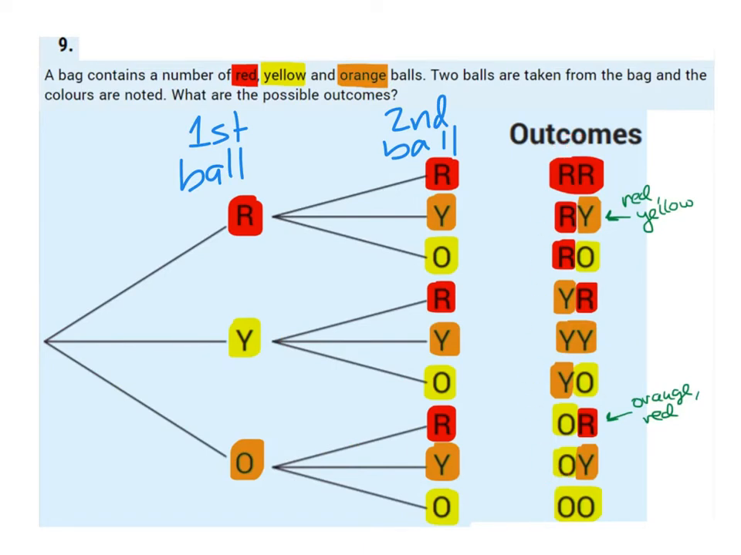If we had just been asked how many possible outcomes, well, we could have said there are 3 outcomes for the first ball, red, yellow or orange. And there are 3 outcomes for the second ball, red, yellow or orange. And when we're asked how many, we think multiply. 3 by 3 gives 9 possible outcomes. And we can see here they are. Here's the 9 possible outcomes.